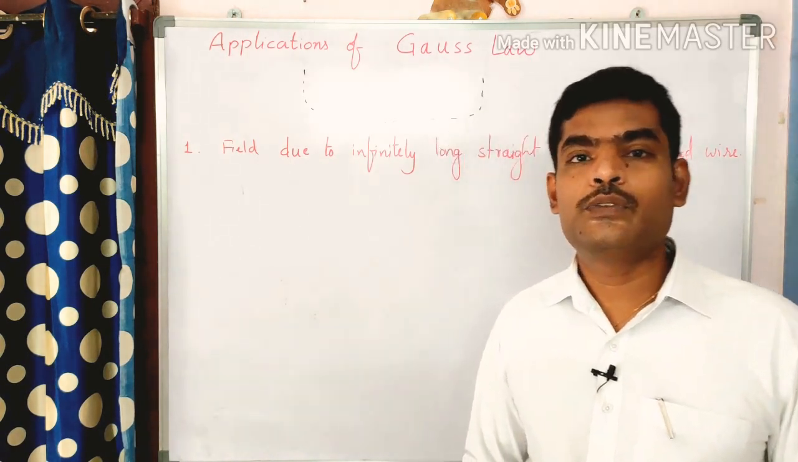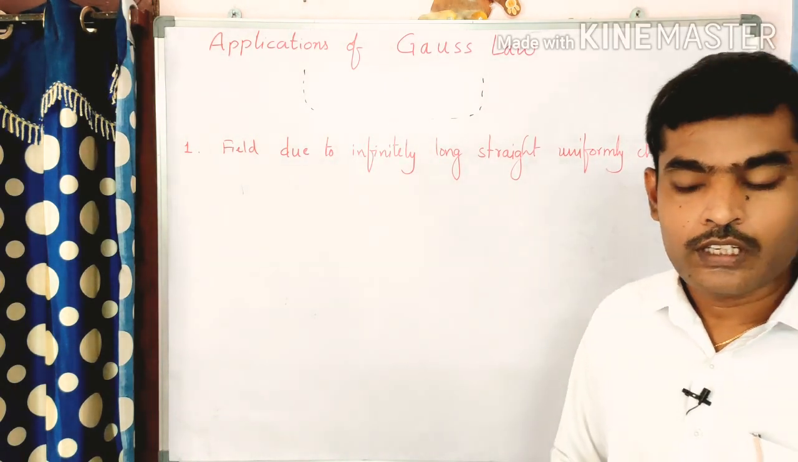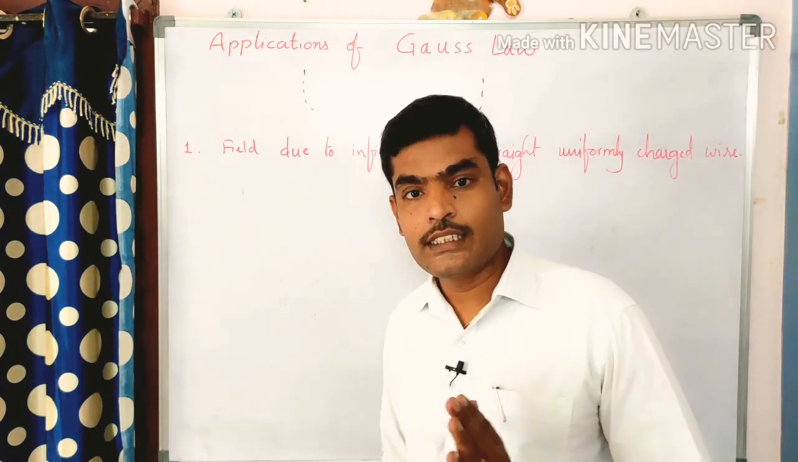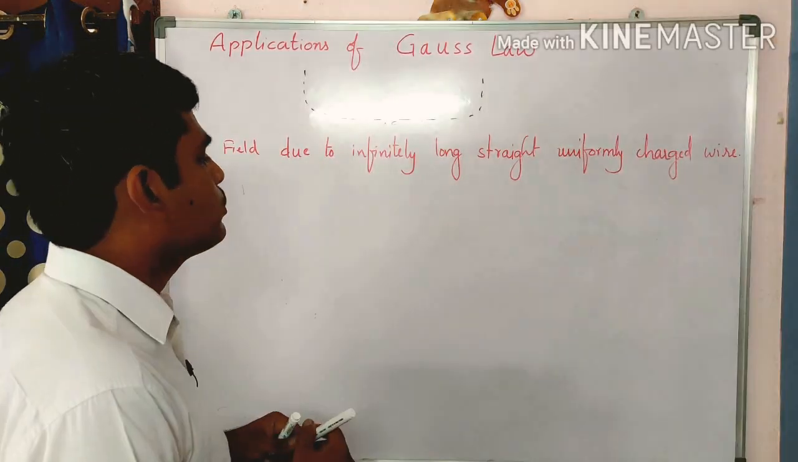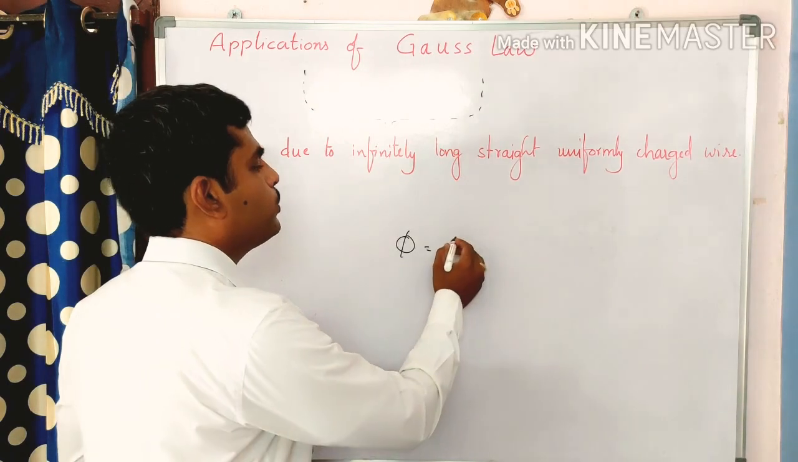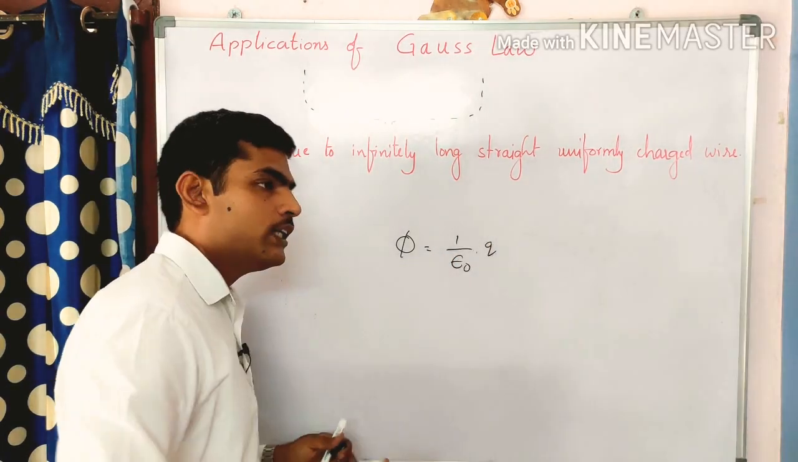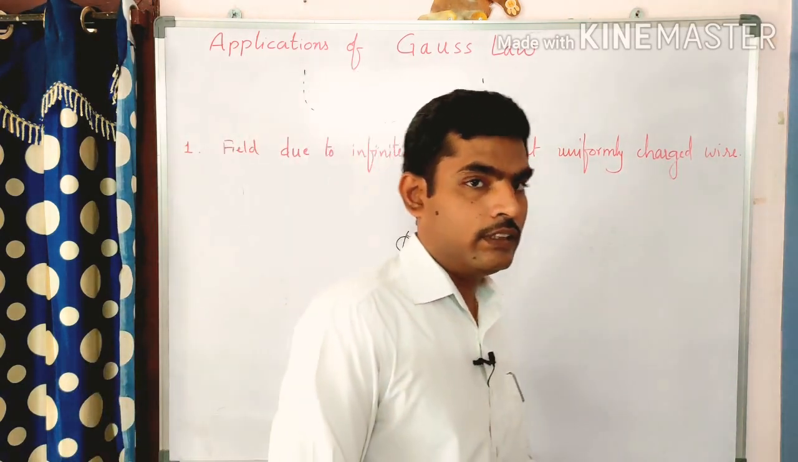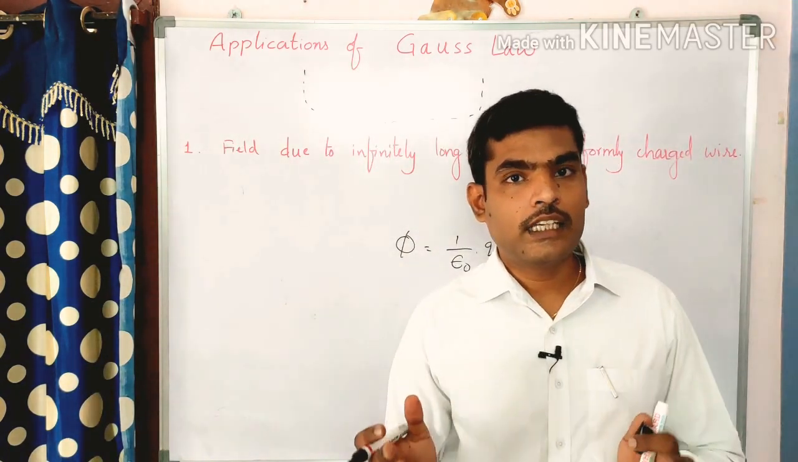Friends, in this video we are going to discuss the applications of Gauss law. In our previous video we discussed Gauss law, that is, the electric flux Φ through a closed surface is equal to 1 by epsilon naught times the total charge enclosed by the surface. The surface may be of any shape and any size.